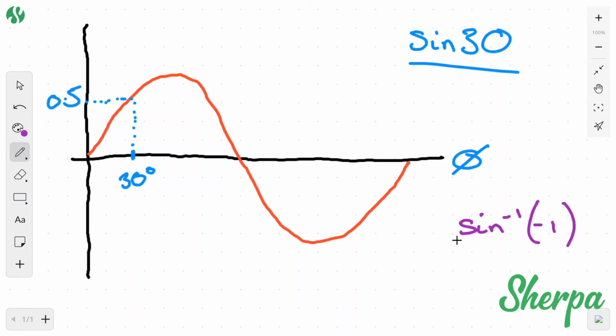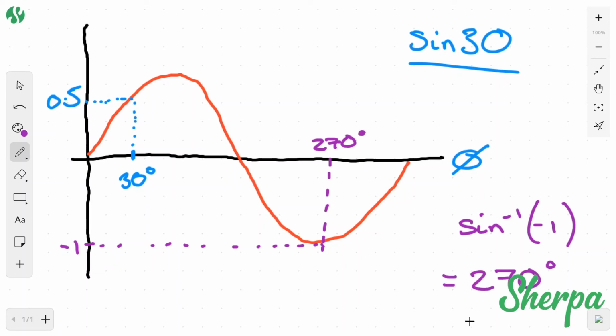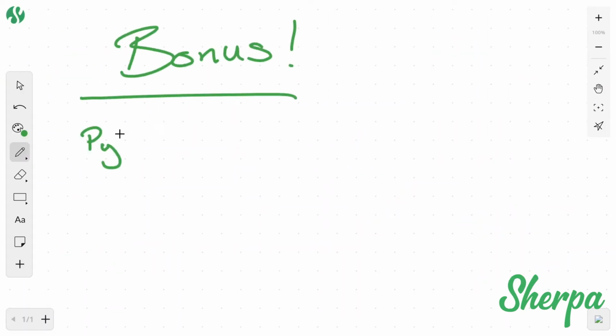Okay, but what happens when we want to do the inverse? So sine to the -1 of -1. Well, we go down to -1 on the y-axis and find where that hits on our x-axis, and that's 270 degrees. And there you have it. That's how we use the trigonometric functions.